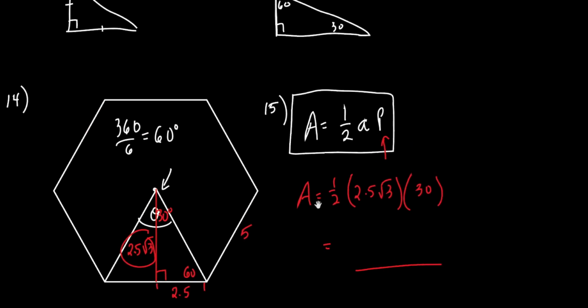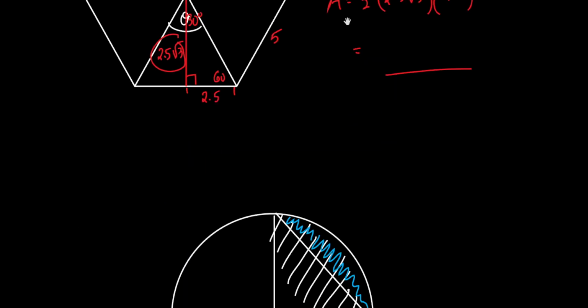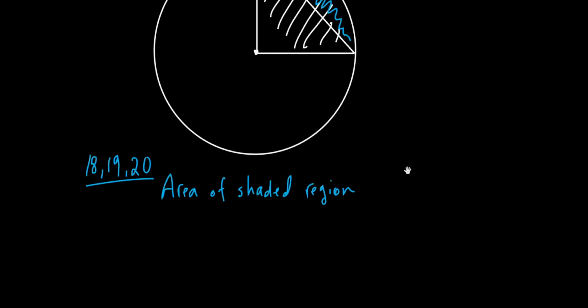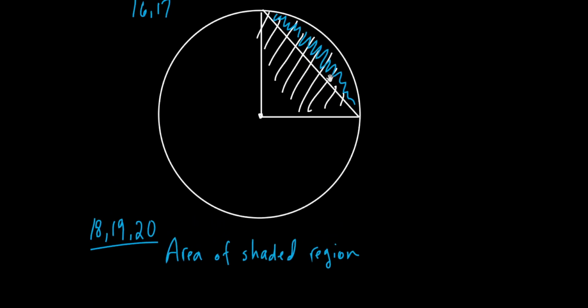14 and 15 were these, okay? And then 16 and 17, I didn't write it down. 16 and 17 was this thing right here. Area of the sector, area of the segment, okay? And then 18 to 20 is the area of the shaded region stuff. I mean, this technically is area of a shaded region, isn't it? All right, but the other ones, it's not using sector and segment.